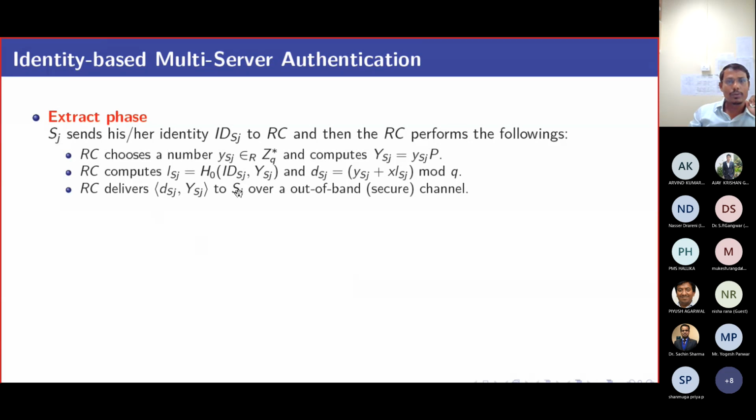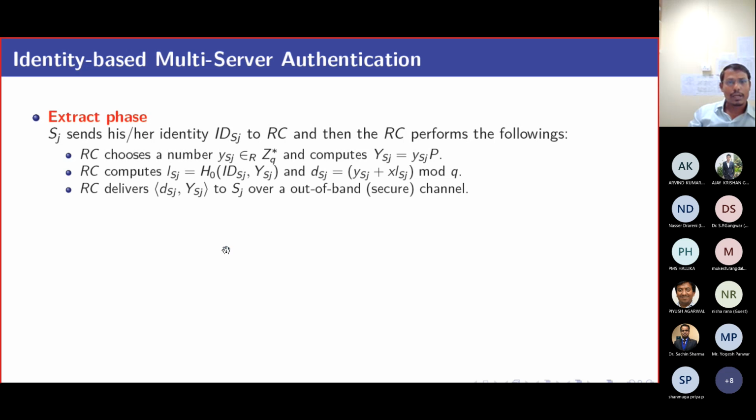Then it will deliver this securely to the server SJ over an out-of-band channel, meaning any secured mechanism. In this case, you can use any secured channel like HTTPS. You can email these things using an email service, or the RC can write this value to a smart card and securely deliver the smart card. The server reads the smart card and can get the private key and public key. So you can use any secured channel, any offline mechanism, to deliver this.